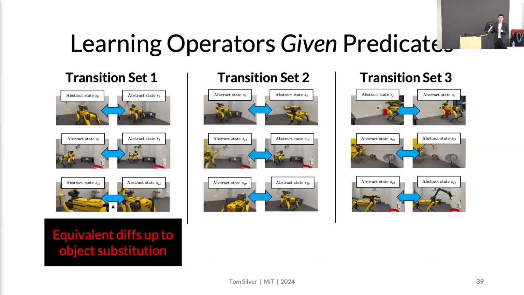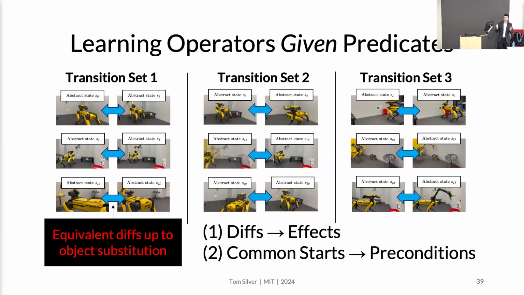And we'll do this in a way that's looking at the differences, but while being equivalent up to object substitution. So for example, if in one transition we resulted in holding a hammer and another transition we resulted in holding a water bottle, we would put those two transitions into the same transition set because they're equivalent except for the objects that are bound in that transition.